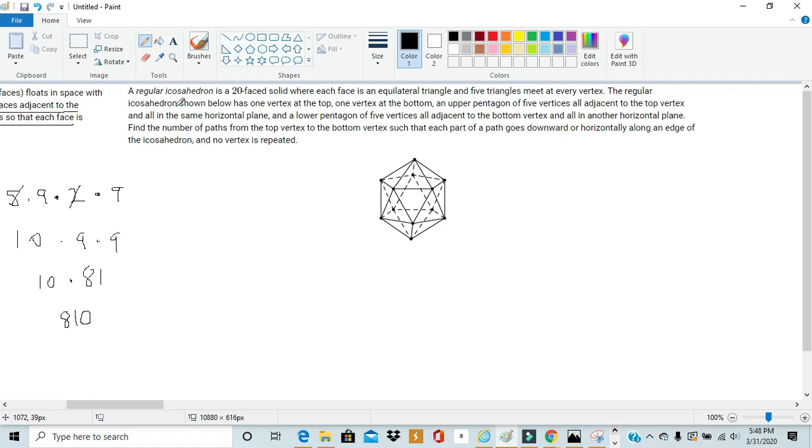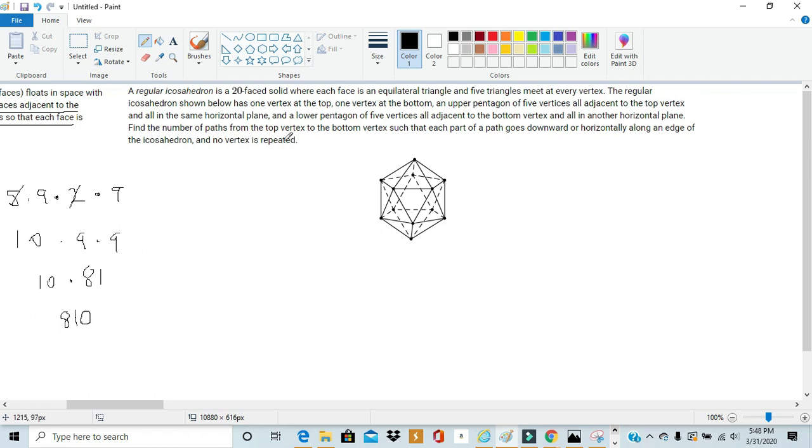A regular icosahedron is a 20-faced solid where each face is an equilateral triangle and five triangles meet at every vertex. The regular icosahedron shown below has one vertex at the top, one vertex at the bottom, an upper pentagon of five vertices all adjacent to the top vertex and all in the same horizontal plane, and a lower pentagon of five vertices all adjacent to the bottom vertex and all in another horizontal plane.